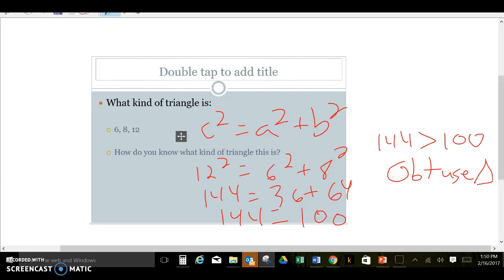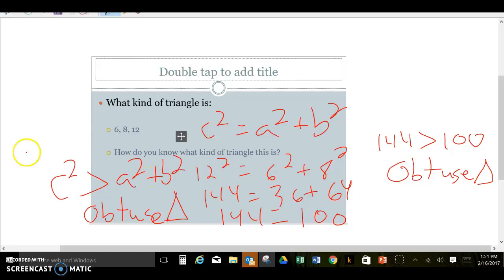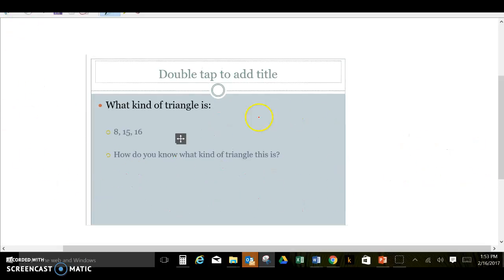Okay, so now I'm going to write out c squared greater than a squared plus b squared, and so that's obtuse. So that's now another way we can identify a triangle. Instead of it just being a right triangle, now we have an obtuse triangle. All right, so here we go with another one. We're going to go c squared is equal to a squared plus b squared.